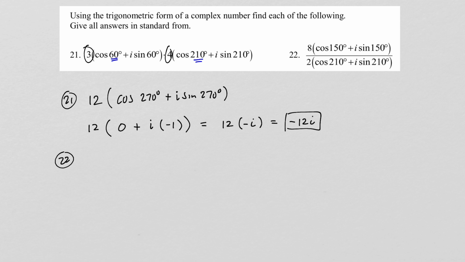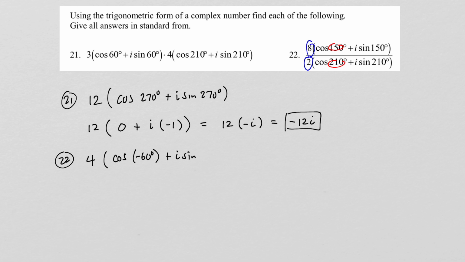For problem 22, same situation. We are dividing complex numbers, and we are going to use their trigonometric form to do the division and then transform our answer into standard form. So when you divide complex numbers, you are going to divide the moduli. So 8 divided by 2 is 4. And then for the angles, we subtract. So 150 take away 210 is -60 degrees.